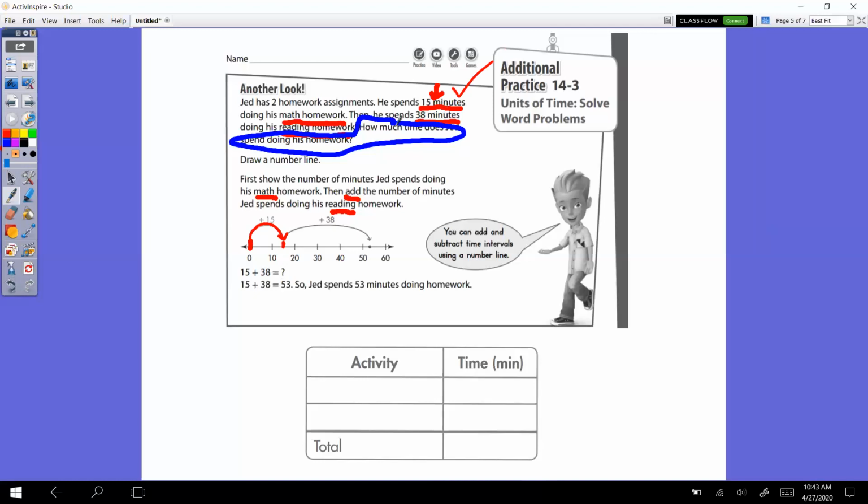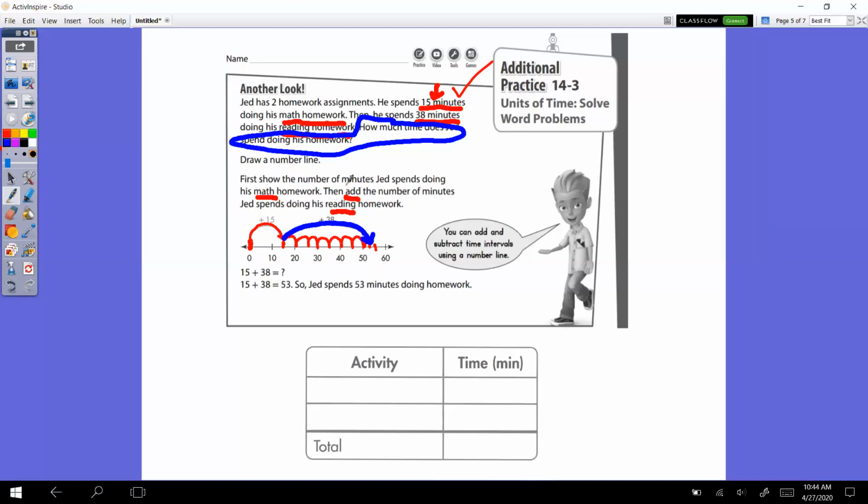Now we need to add the 38 minutes doing his reading homework. Okay, so what I'm going to do, just to show you guys, to break it down a little bit, is I'm going to add by 5 minutes until I get to 35, and then I'm going to add an extra 3. Okay, so 5, 10, 15, 20, 25, 30, 35. Here's my midpoint. Plus 3 more is 38 minutes. I'm going to make a big jump so that we can see that. Actually, let me change the color. I'll do blue. 38 minutes represents that big jump.